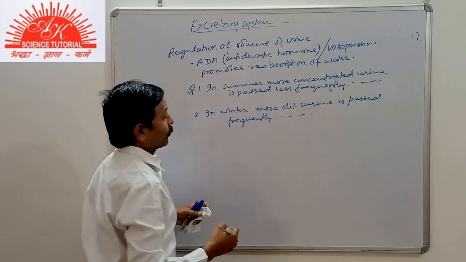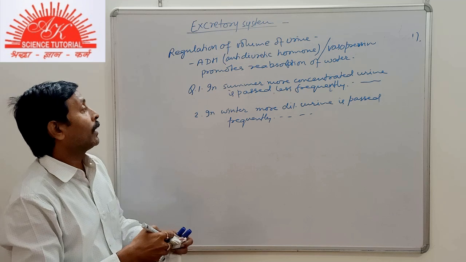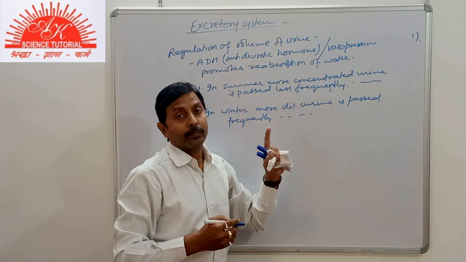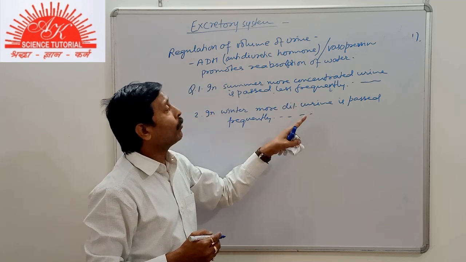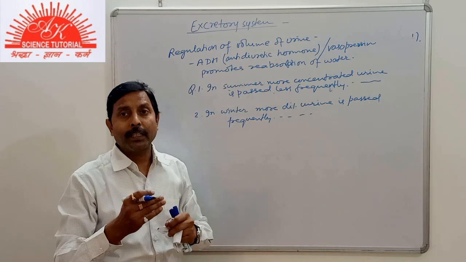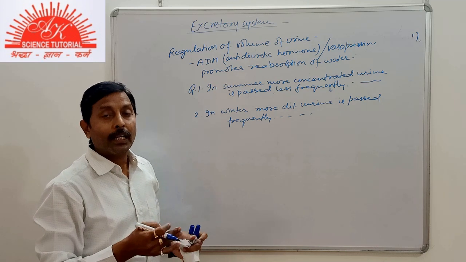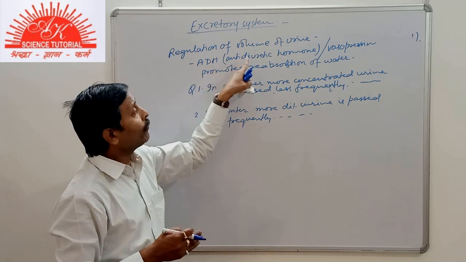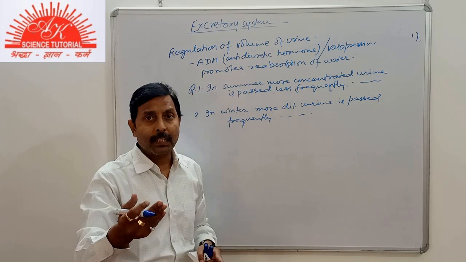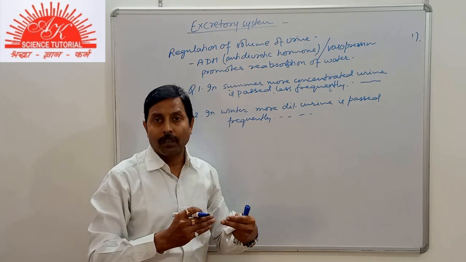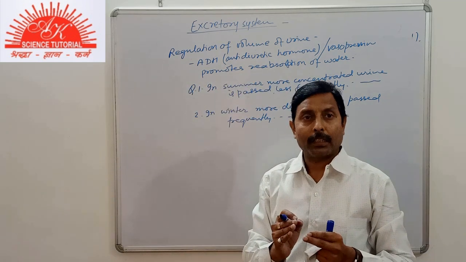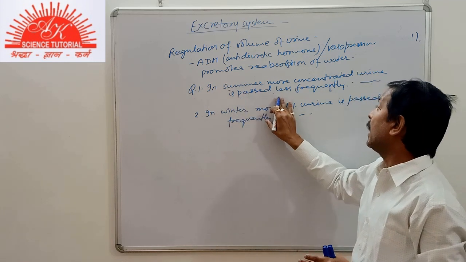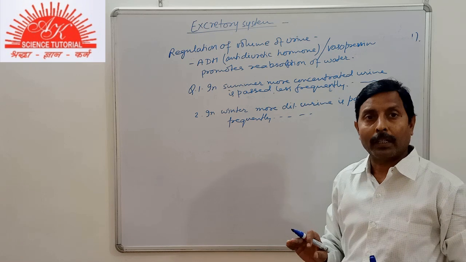Again, give reason. Now, just you see that in summer, excess of water is passed or lost by the body by the process of sweating or perspiration. Hence, there is less water in the body. So, at that time, the secretion of ADH is increased. Hence, more water is reabsorbed from the glomerular filtrate. Hence, less urine is formed, it will be more concentrated, and therefore it is passed less frequently.